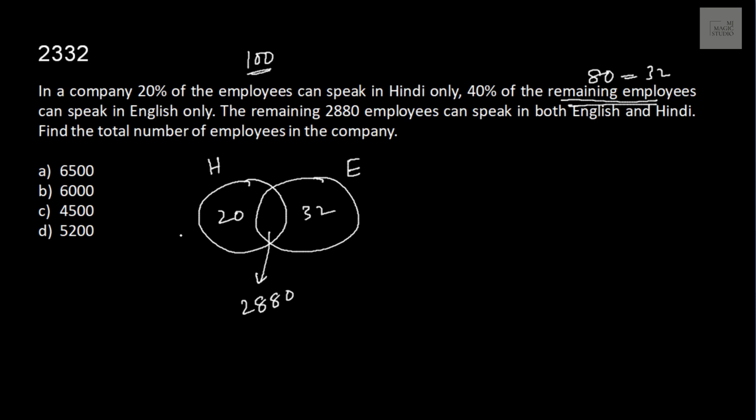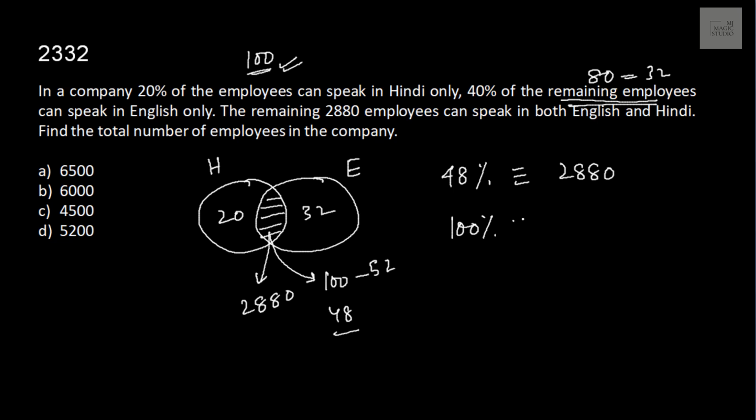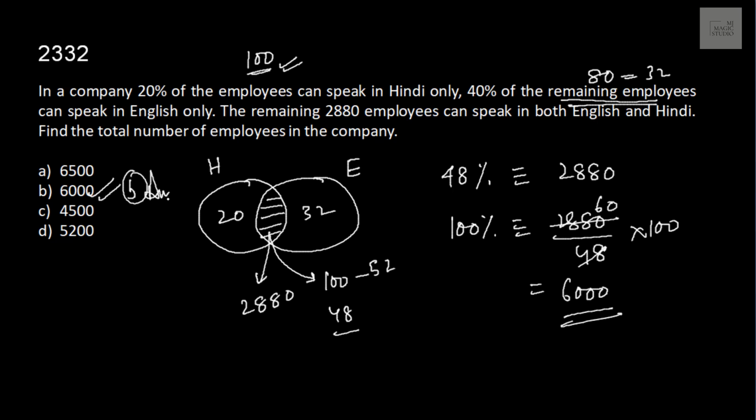So now if this is total 100%, the portion speaking English and Hindi both should be 100 minus 52, that is 48. Since 100 people are being assumed, it is quite evident that 48% of the total employees equals 2880. Then find the total number of employees. 100% equals 2880 by 48 into 100. It will go 6 times. Yes, 60, and 100% is 6000. Yes, 6000 is there in option B, and that is the answer. The total number of employees in the company is 6000.